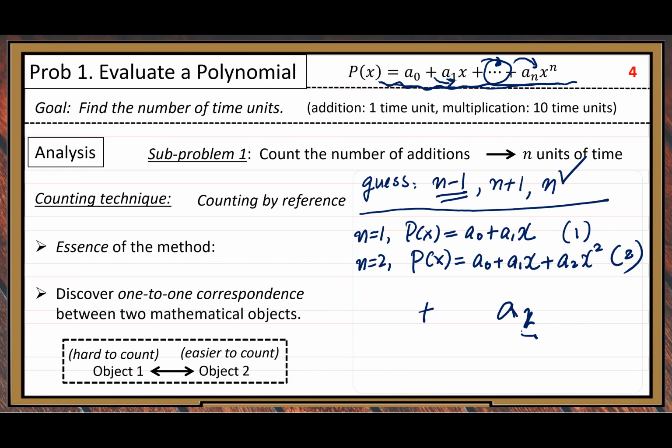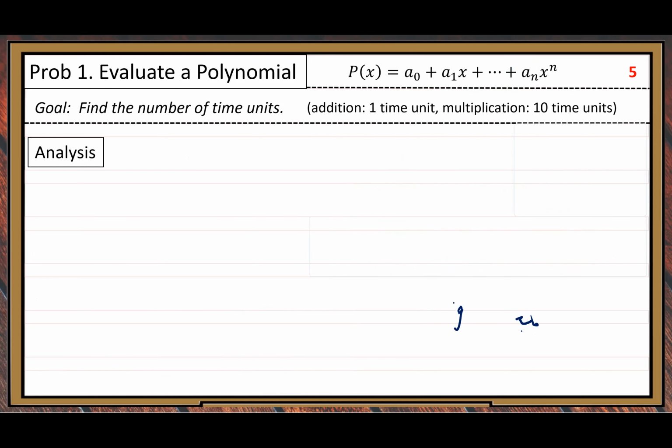How about this method? Okay, counting by reference. So we get an answer: N additions. Okay. Subproblem number 2, count the number of multiplications.